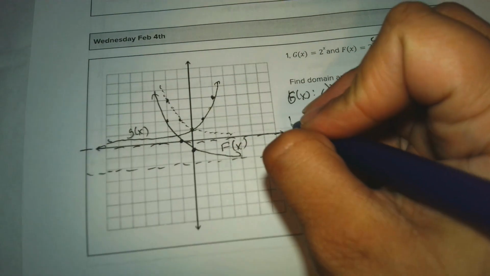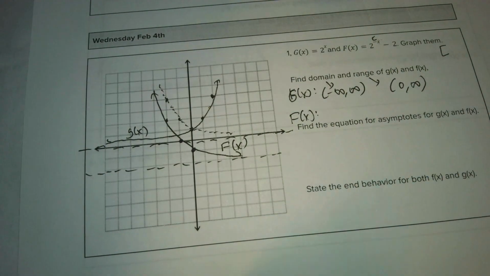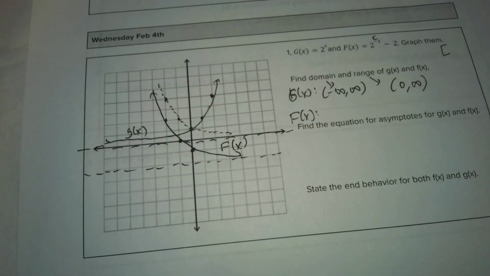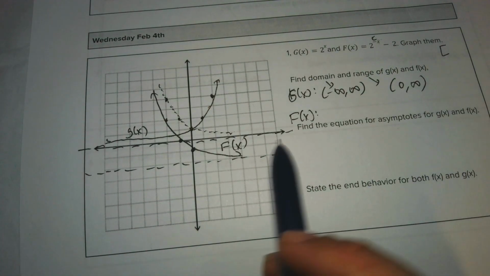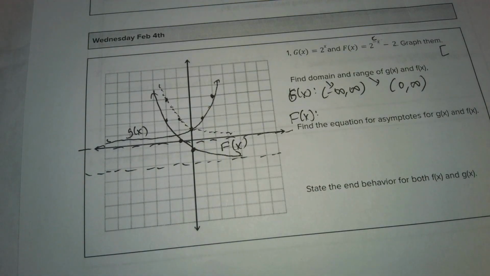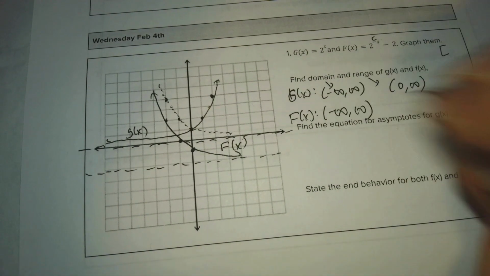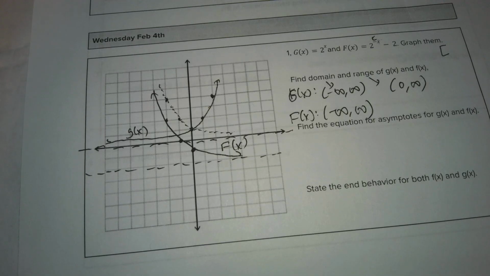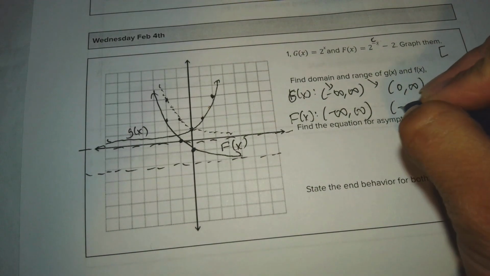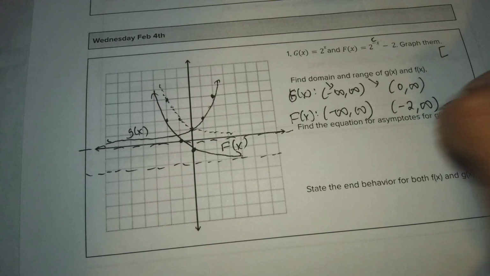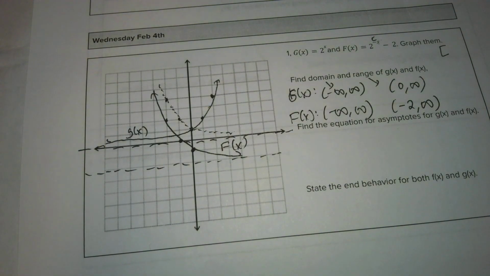Now, f of x, the new function that I had created. Again, no limitations, right? It's gonna go left forever, and it's gonna go right forever as well. So you have -infinity, comma, positive infinity. Now the range got changed, right? Since it shifted down, my new asymptote is at -2. So now it goes from -2, infinity. That's the range for f of x, right?